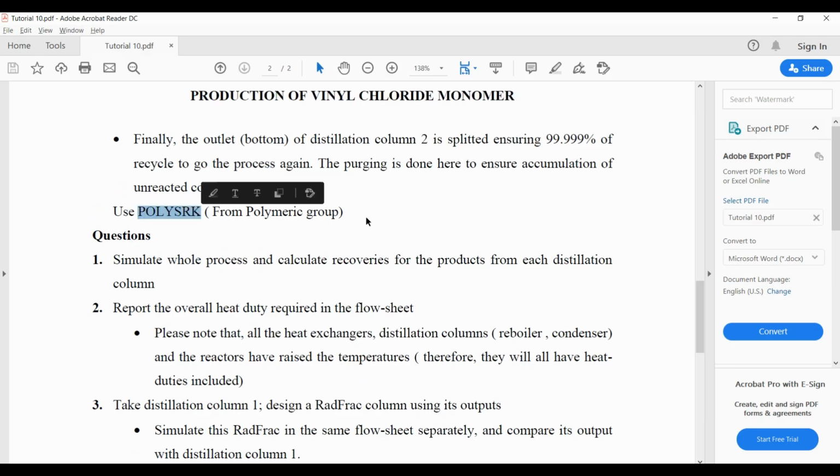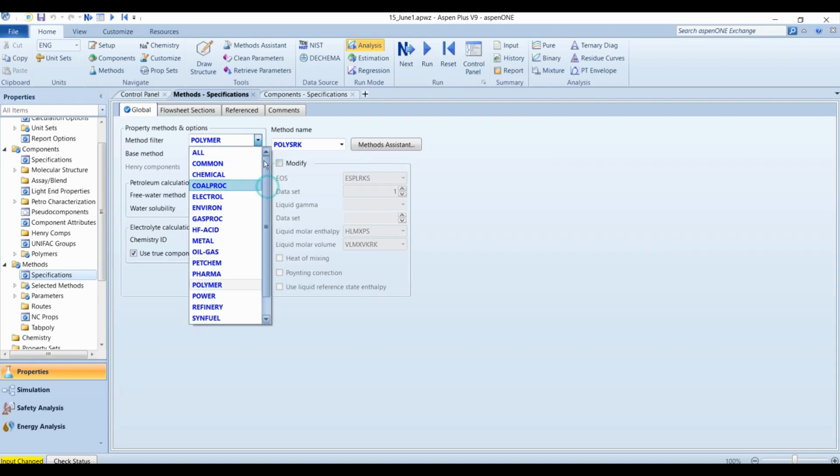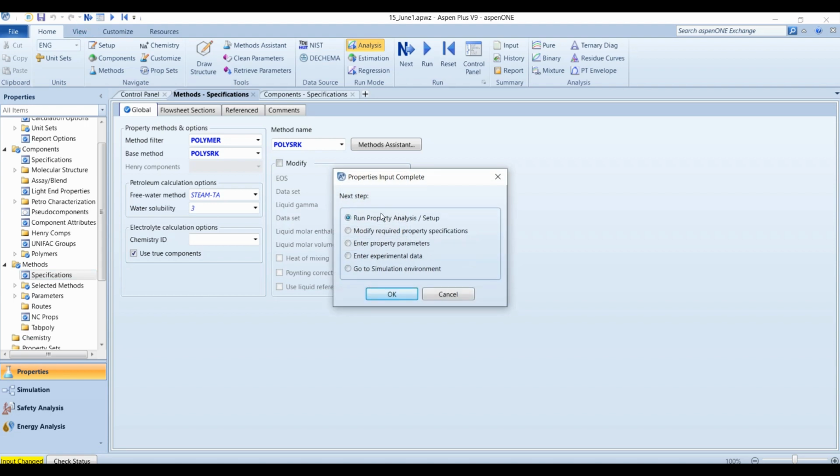Here we are supposed to use Poly SRK from the polymeric group. So you can just select Poly SRK from here. It depends on you. You can just keep this by default as common, so that is not a problem. Once that is done, you can click on run property analysis. Since I have already run it, I will directly go to the simulation environment.